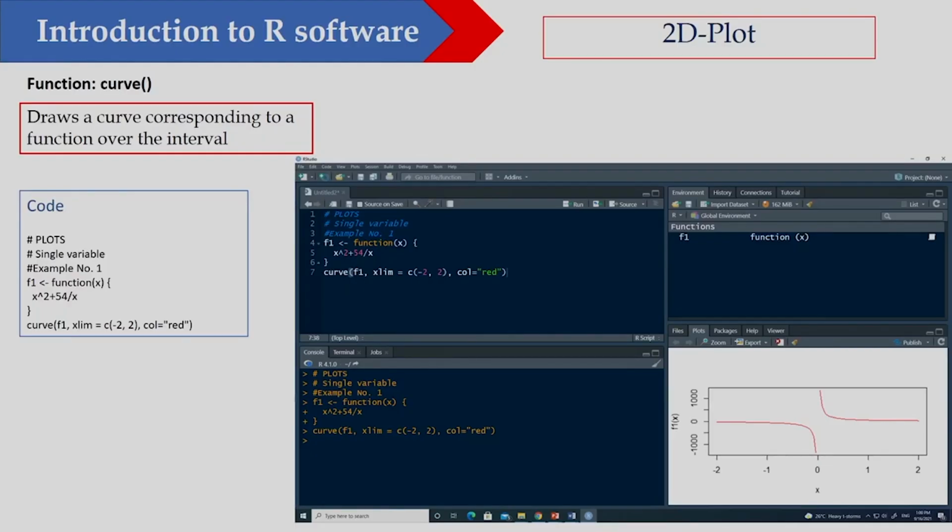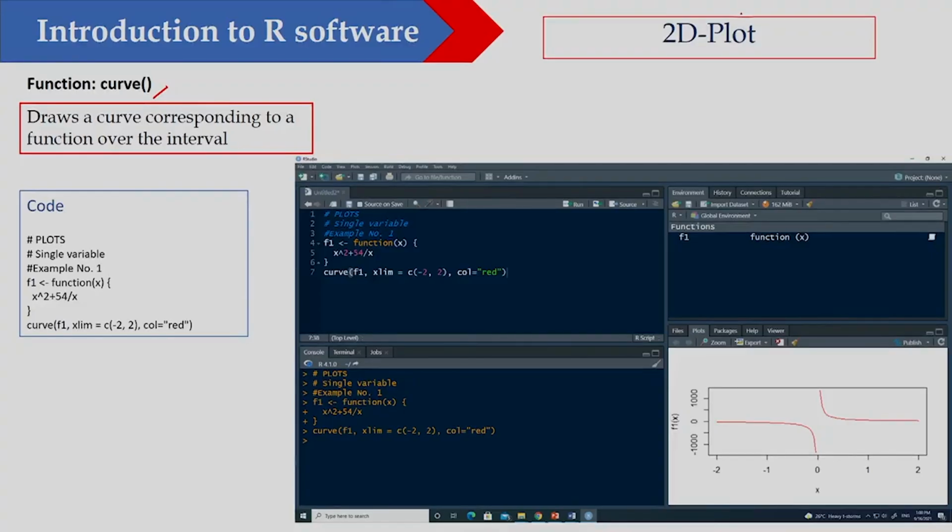Now, there is another function, the function is curve. So, now if I would like to plot a curve, in that case I can use this particular function. So, this is for a 2D plot. It draws a curve corresponding to a function over an interval. So, I have to define the interval. So, here suppose I would like to draw this particular function. Already I have defined this function, so you know how to define it. This function is x square plus 54 by x. So, this is the function.